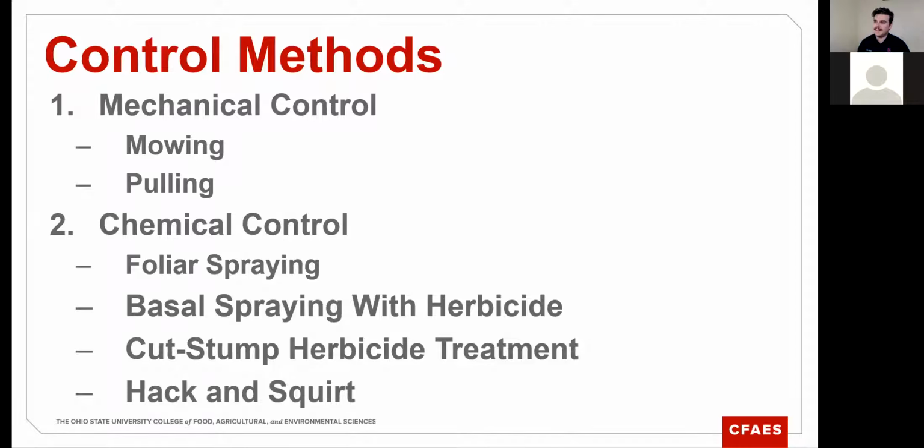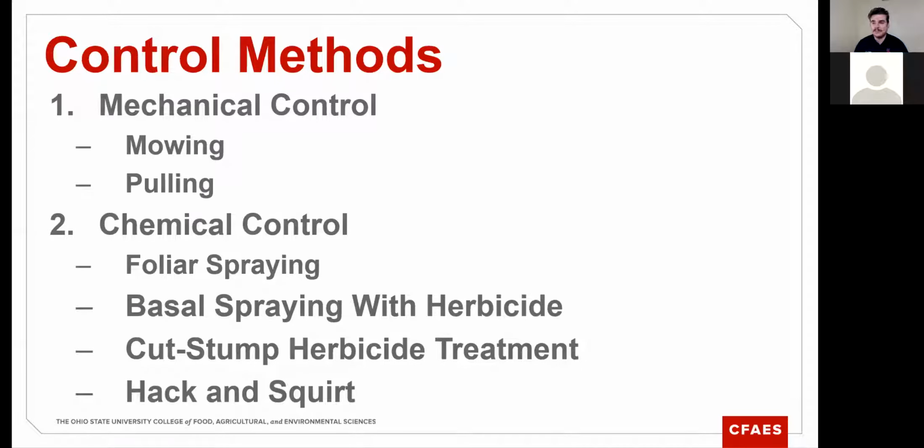If we look at my slide here, the two main types of control methods are mechanical and chemical control. So mechanical includes mowing, pulling, grinding, anything that you can do by hand or machine.